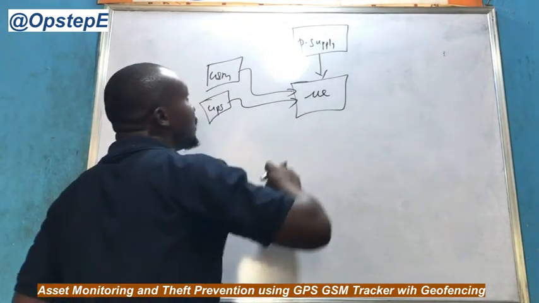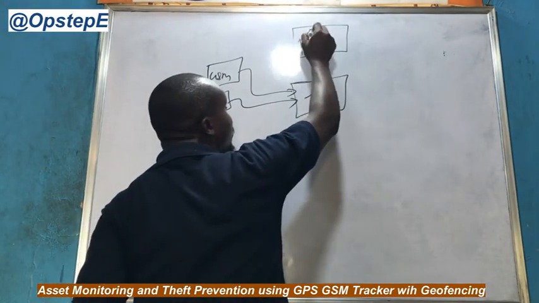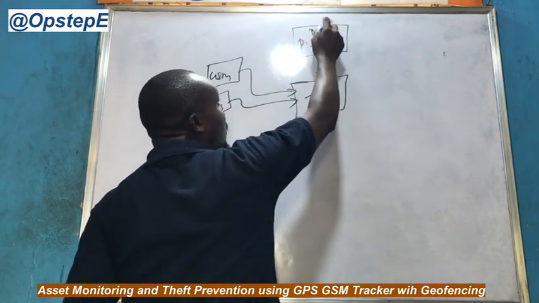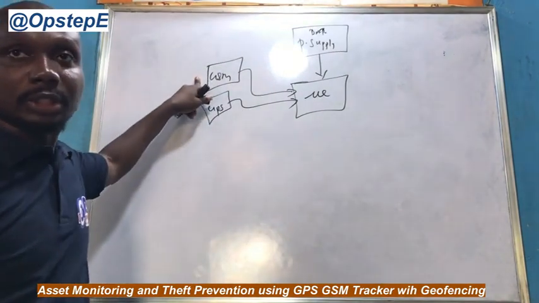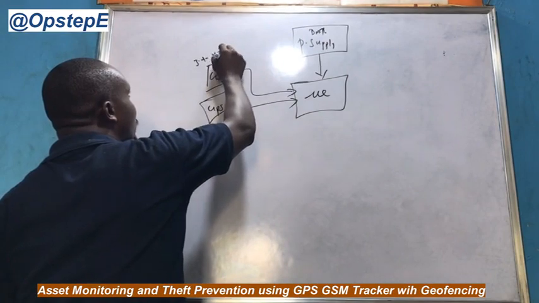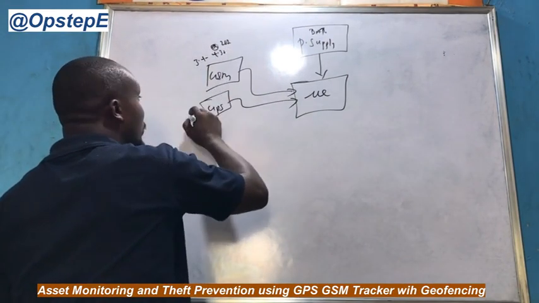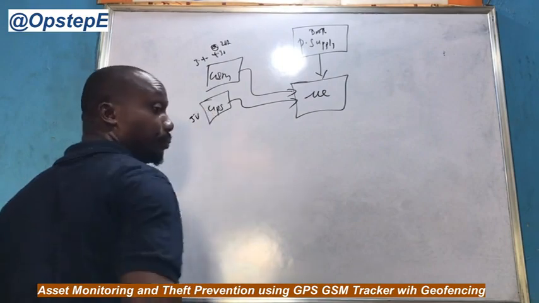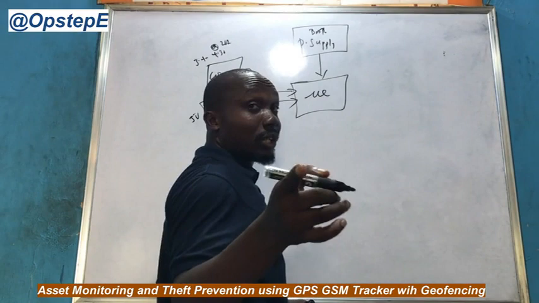And then we said our power supply is supposed to be a battery powered system, from which we have voltage that powers the GSM. We said the GSM will require between 3.4 to 4.3 volts at 2 amps. We said the GPS module just requires 5 volts.